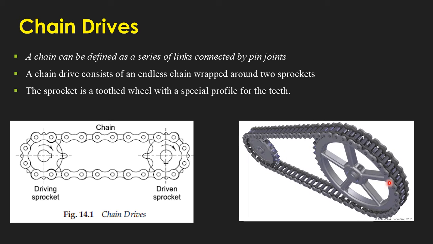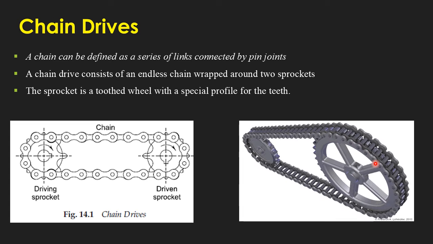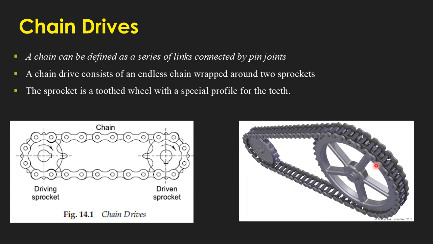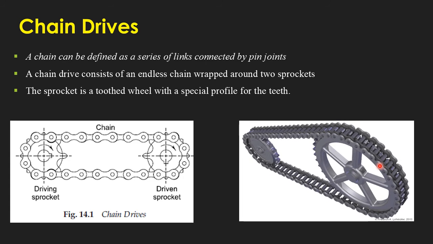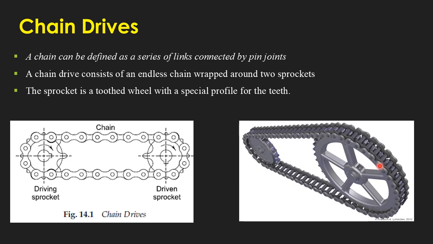These pin joints actually provide necessary flexibility for the transmission of motion, as the chain can be wrapped around the driving as well as the driven sprocket wheels. These joints actually provide necessary flexibility for the motion to be transmitted.